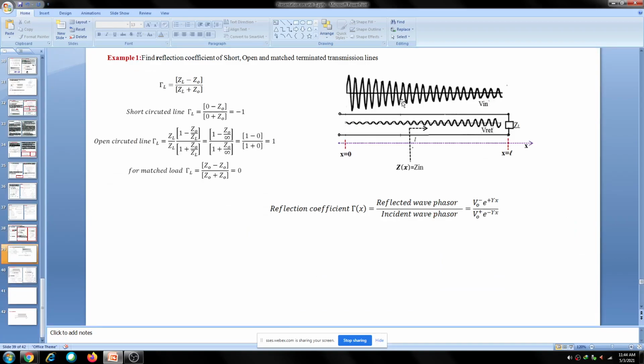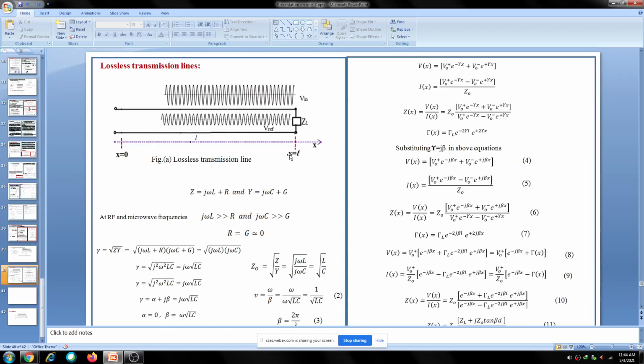Because alpha is not equal to 0, the amplitude goes on decreasing as you move like this. Similarly, the reflected wave starts here and its amplitude goes on decreasing. But when alpha is 0, the input signal we send keeps the same amplitude. It does not decrease. It is incident over the load, and once it is incident, a reflected wave will generate, but the amplitude of this reflected wave depends upon the value of ZL.